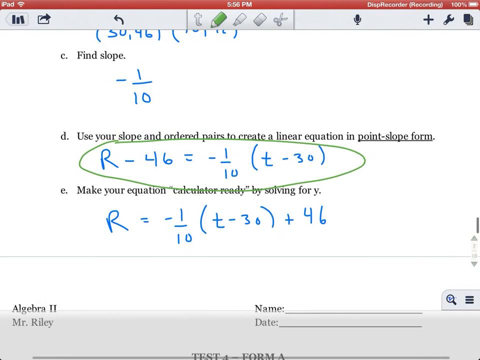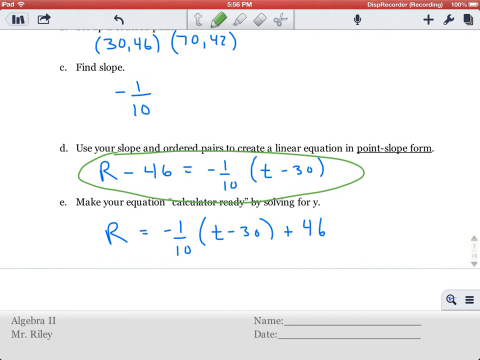And some people lost points in part E because all you need to do is add 46 to the other side. Calculator ready means make the calculator, or let the calculator, do most of the work for you. You don't need to distribute this -1/10 and add 46 to it. That's not what I'm looking for. Calculator ready means as little work as possible so we can get it in our calculator and let the calculator do most of the work.